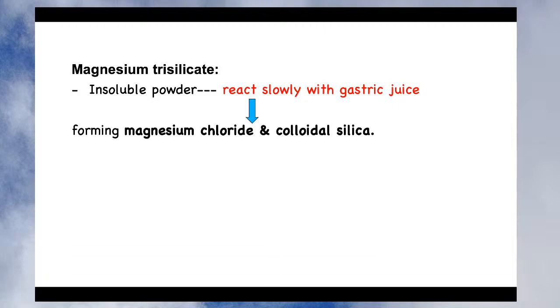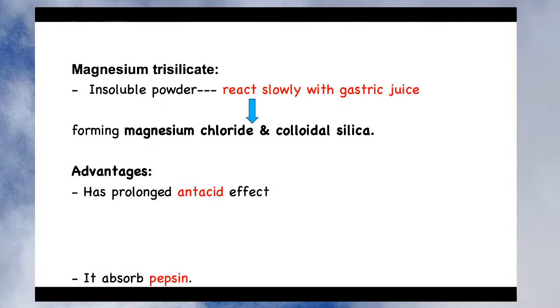Obviously, when magnesium trisilicate reacts with the HCl, again there is formation of magnesium chloride, and an additional thing it forms is colloidal silica. Okay. So what advantage does it provide? It has a prolonged antacid effect as compared to magnesium hydroxide, and another important thing is that it also absorbs the pepsin. So it provides a two-way action on the pepsin.